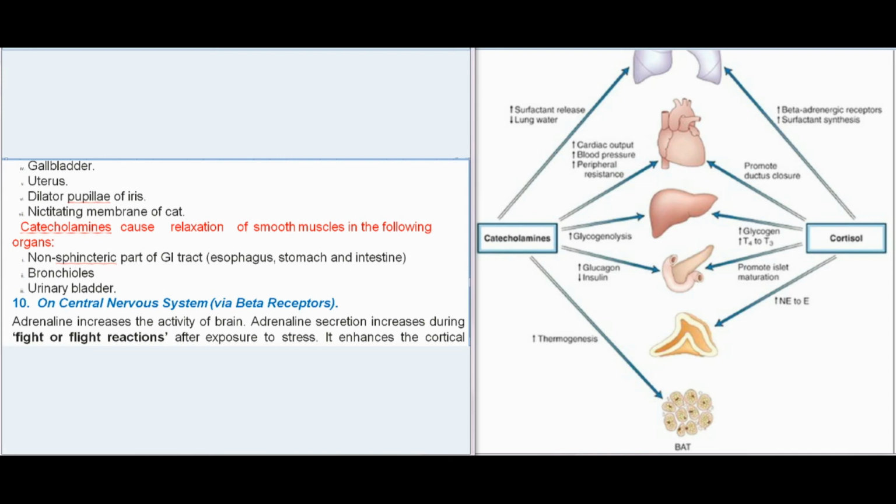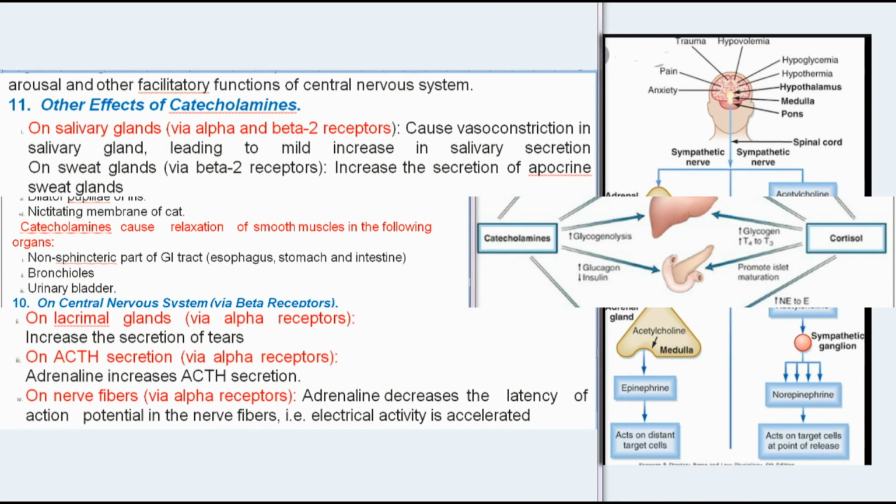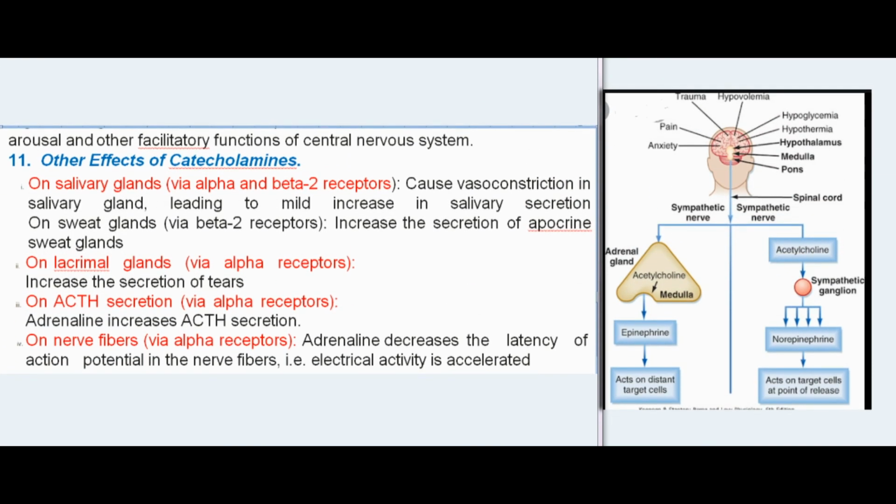On central nervous system, via beta receptors. Adrenaline increases the activity of brain. Adrenaline secretion increases during fight or flight reactions after exposure to stress. It enhances the cortical arousal and other facilitatory functions of central nervous system.